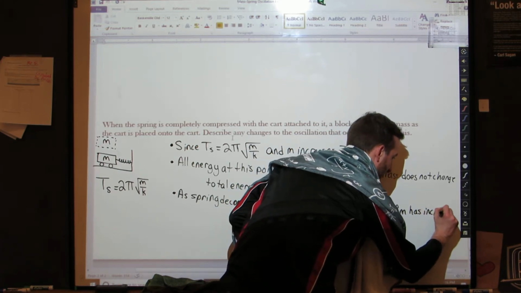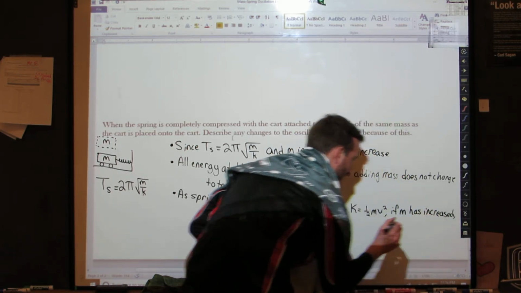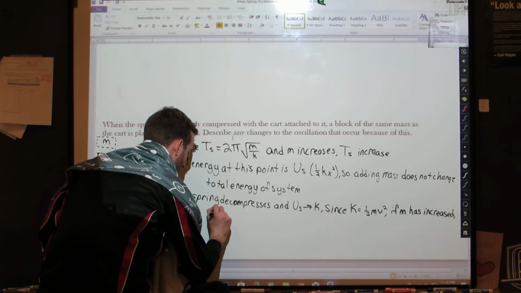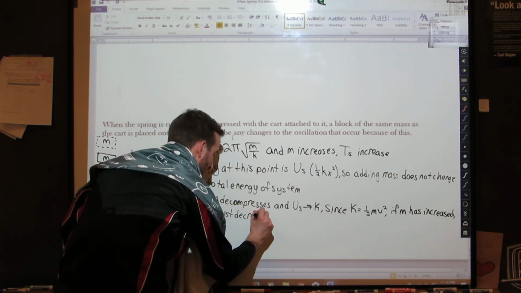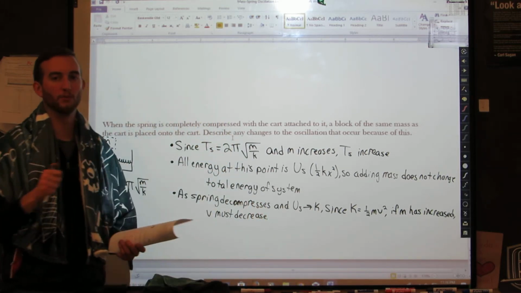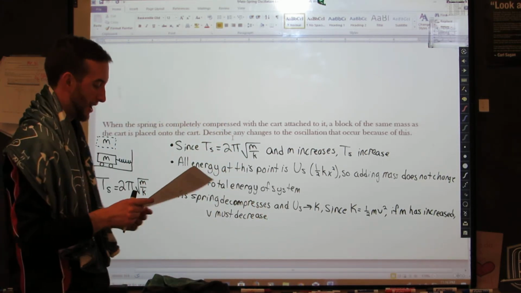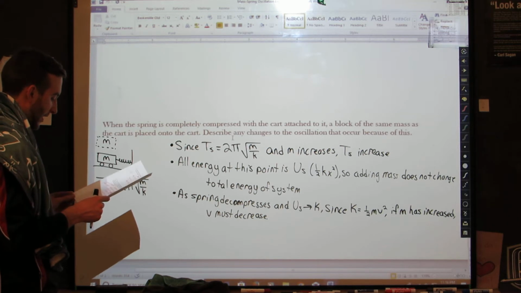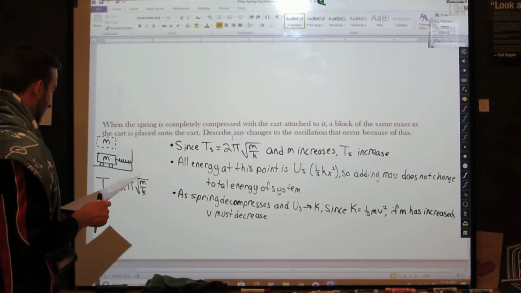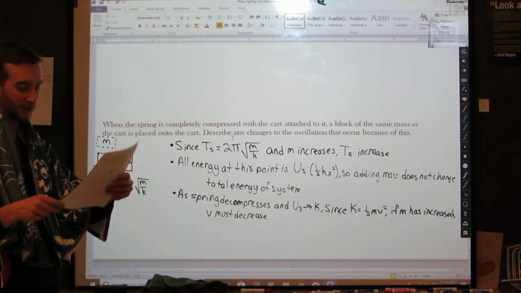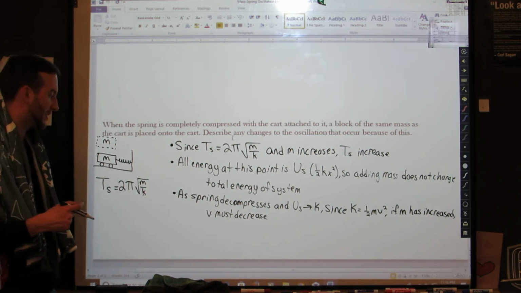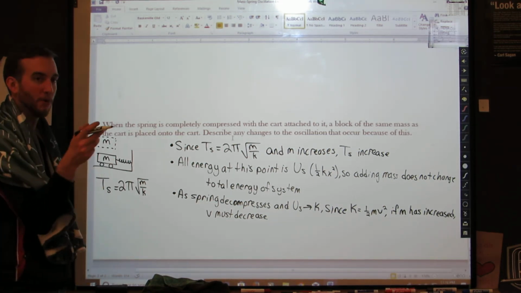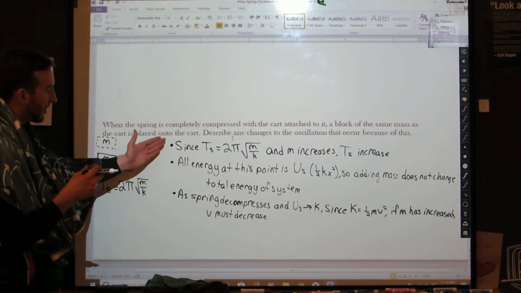M has increased, v must decrease. And what we mean is the velocity at each point will be lower than it was before you put that mass on there. Okay? The speed at equilibrium must have decreased, but the speed everywhere must have decreased. Okay? It's still moving, just moving more slowly, which is what this suggested.